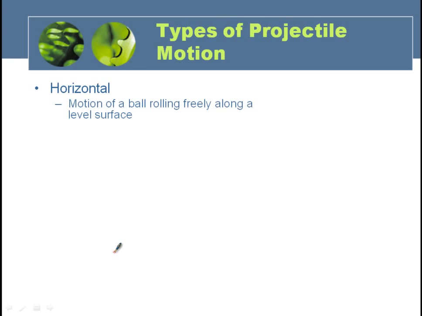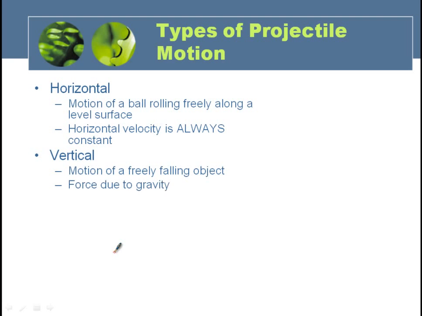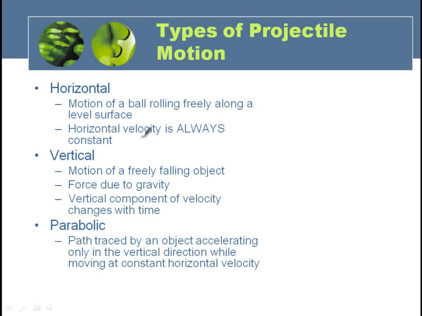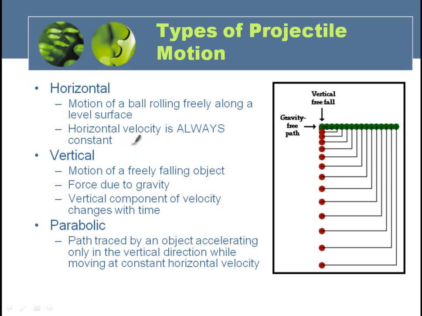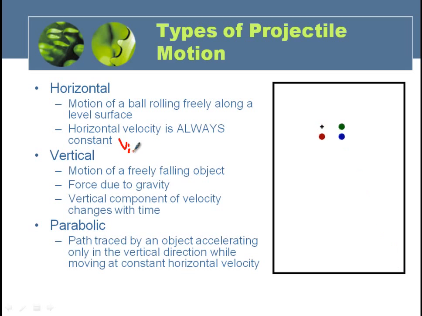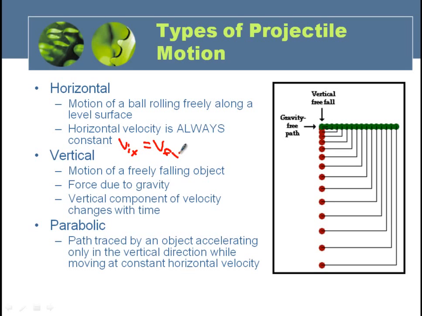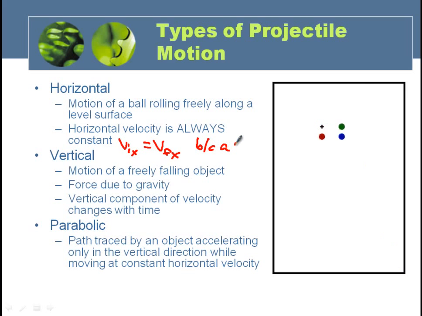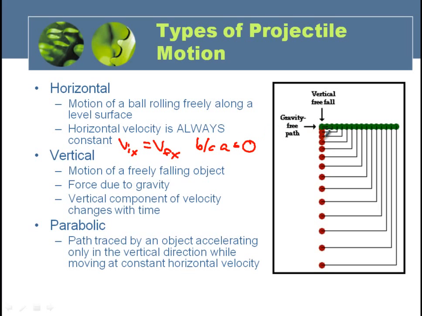So types of projectile motion: horizontal, it's motion of a ball rolling freely along a level surface. And your horizontal velocity is always constant. So what that means is your v initial in the x always equals your v final in the x, because there's no acceleration, because a equals 0. Now vertical, we're treating it just as a free fall problem.